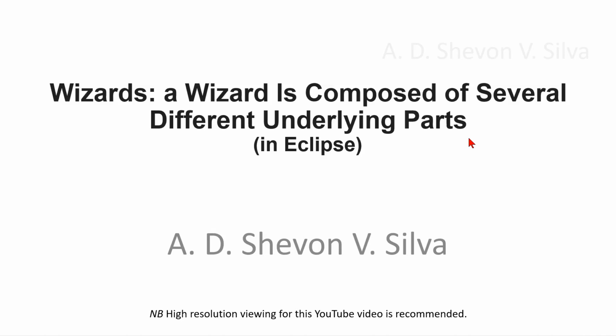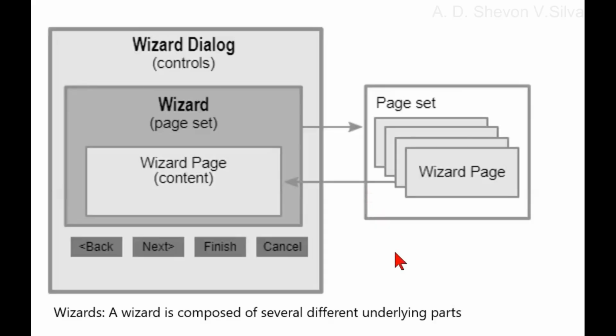Wizards in Eclipse. A wizard is composed of several different underlying parts. Now we are considering here you can see wizards. A wizard is composed of several different underlying parts. Wizards are used to guide user through a sequence of tasks.